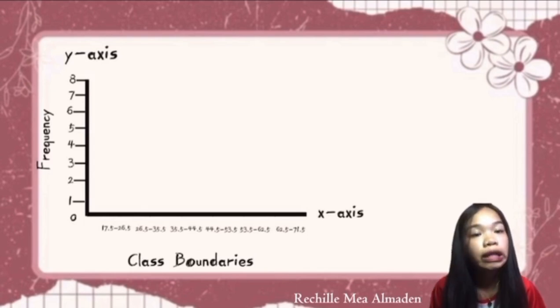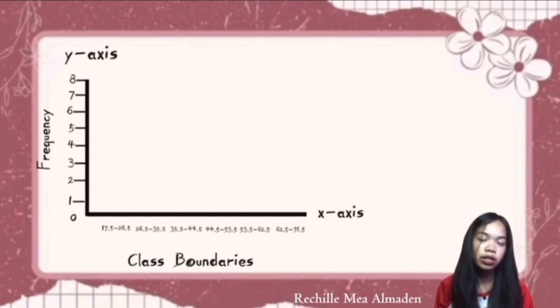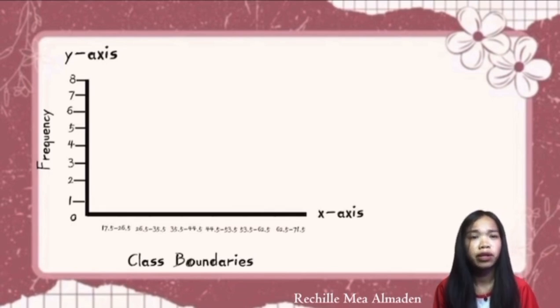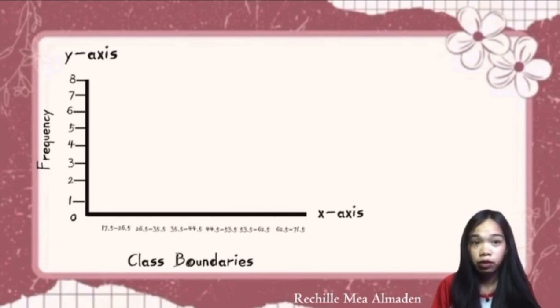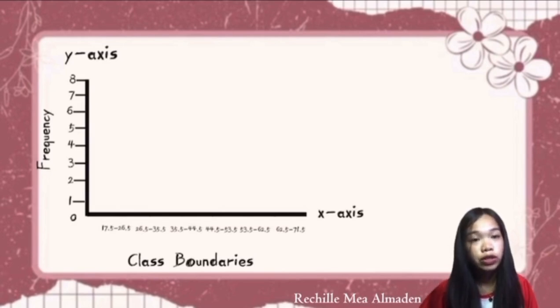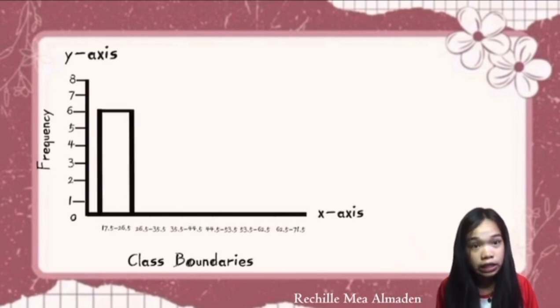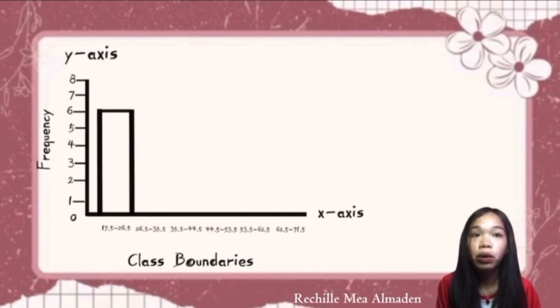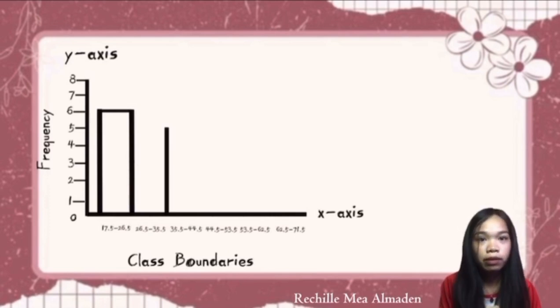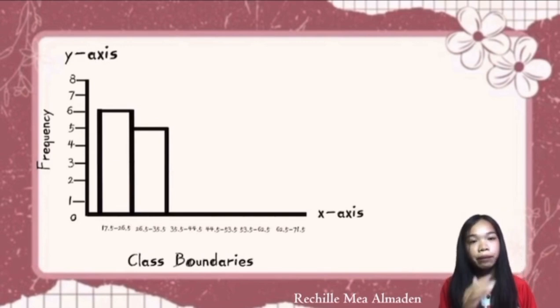So, dinhi sugdan nato ang pagdraw sa mga bars sa histogram. So, first is 17.5 to 26.5 which is ang iyang frequency is 6. So, isukod nato siya sa y-axis nga number 6 ang 17.5 to 26.5. So, next is the 26.5 to 35.5. So, iyang frequency is 5. So, i-drawing nato na ang bar dira.